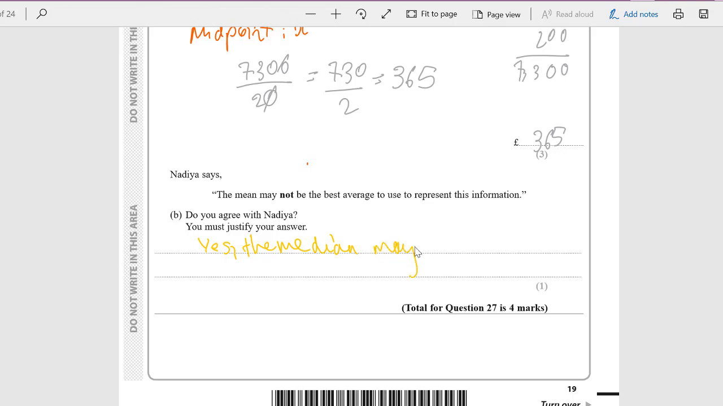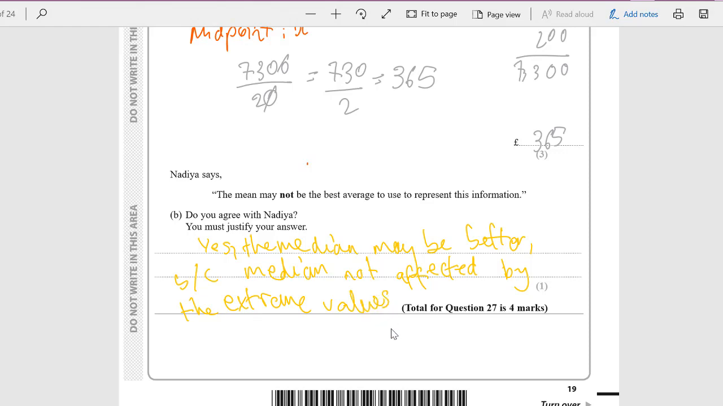may be better, and that's because median is not affected by the extreme values. Okay.